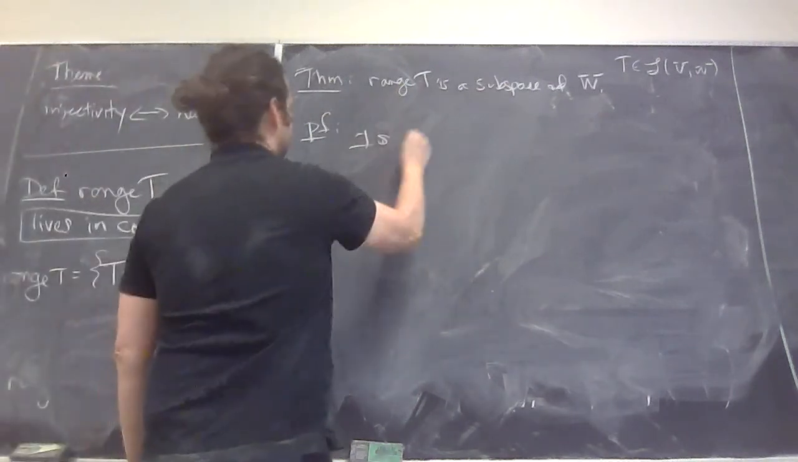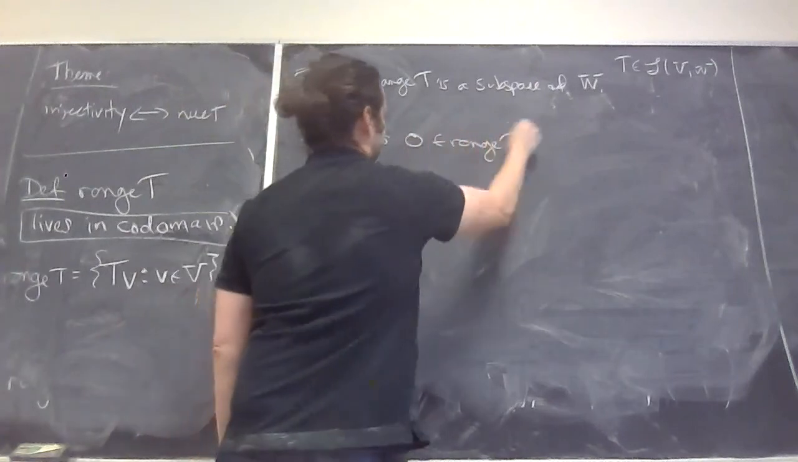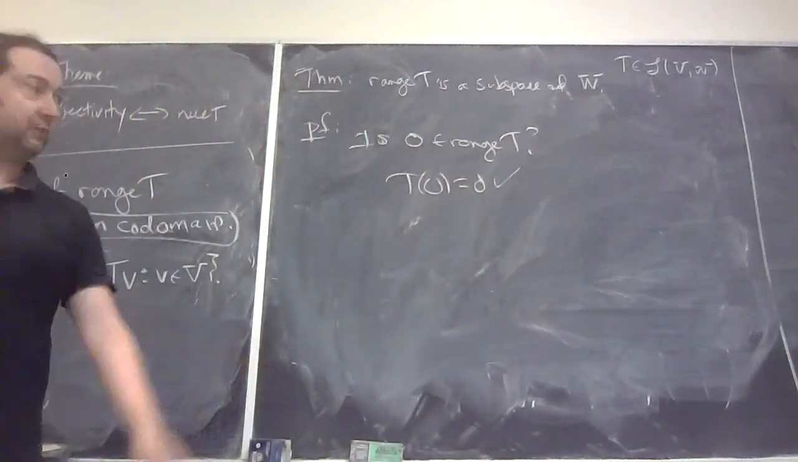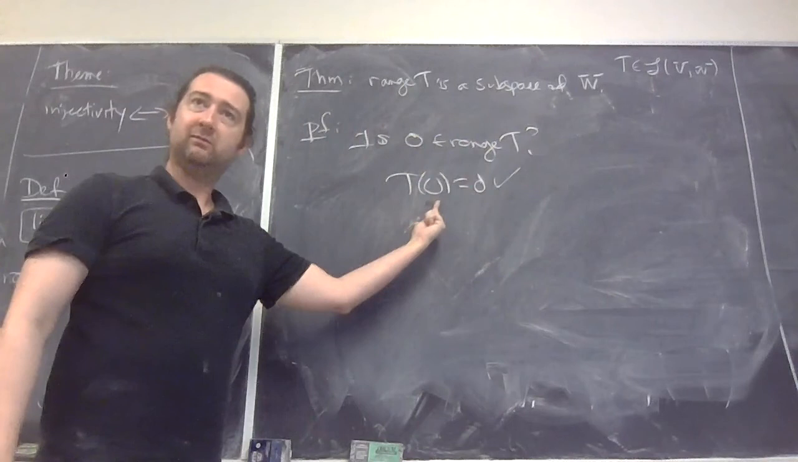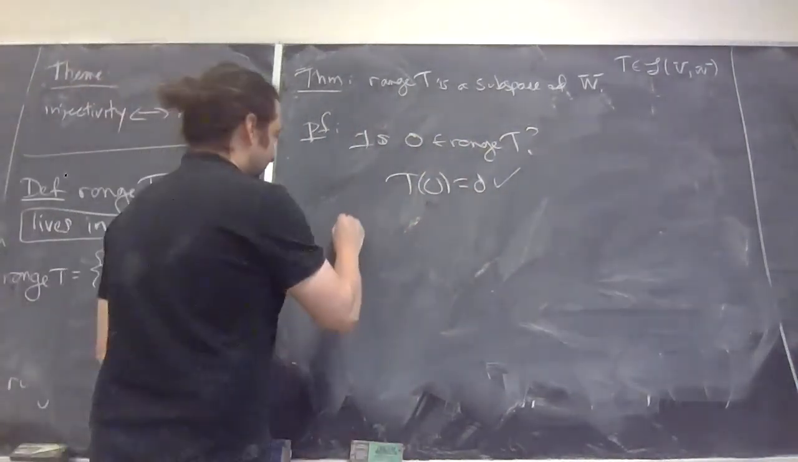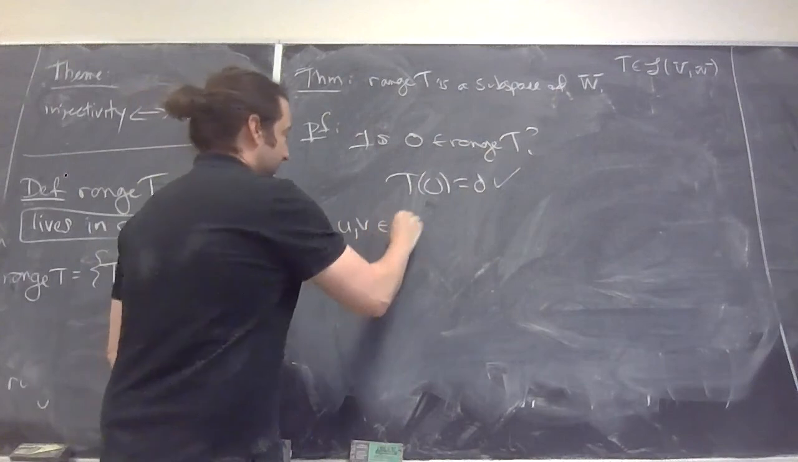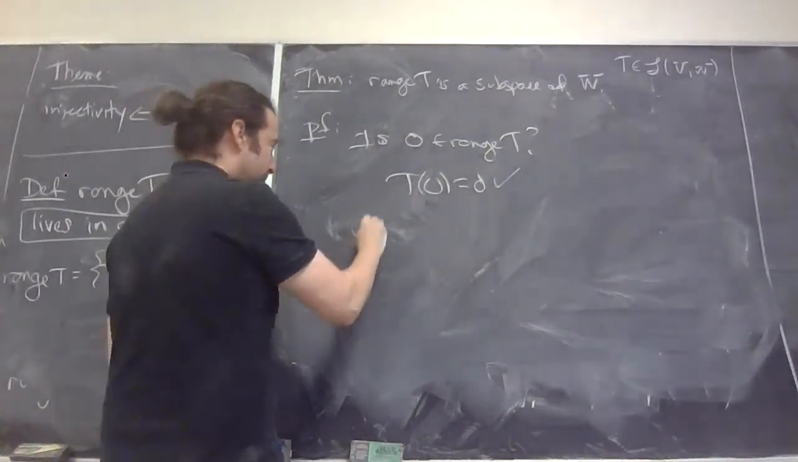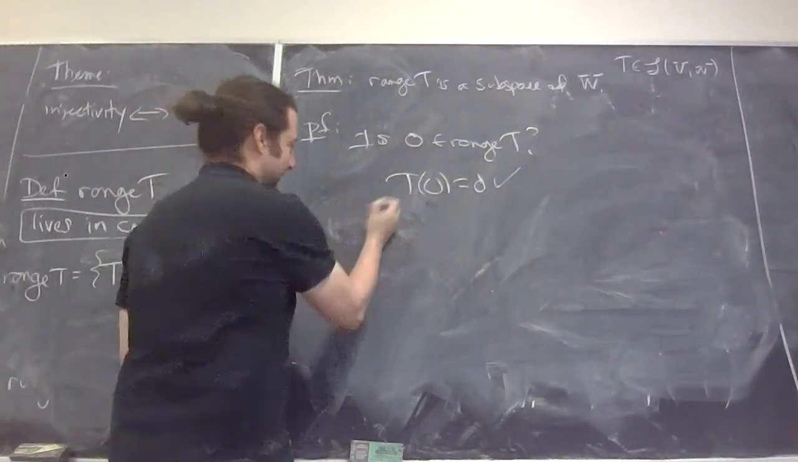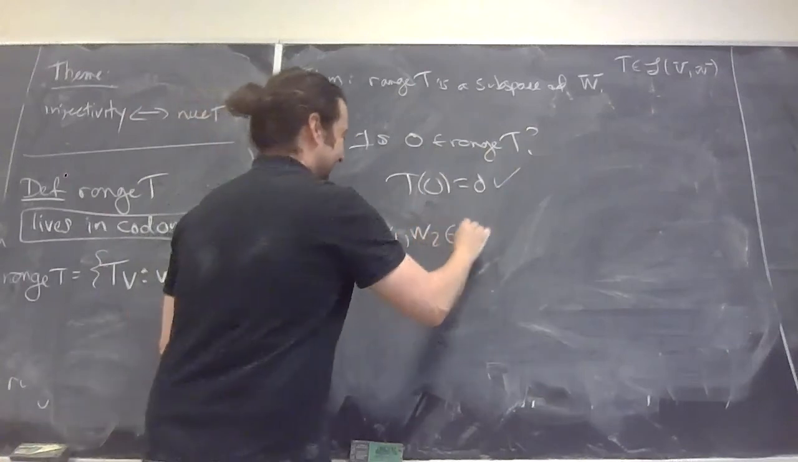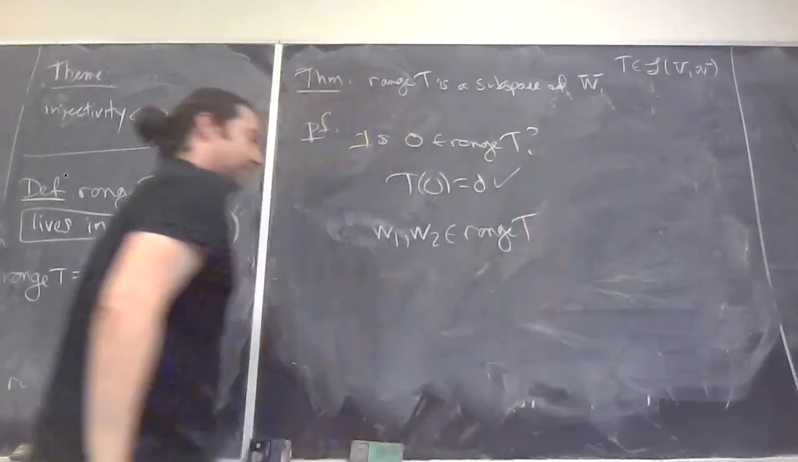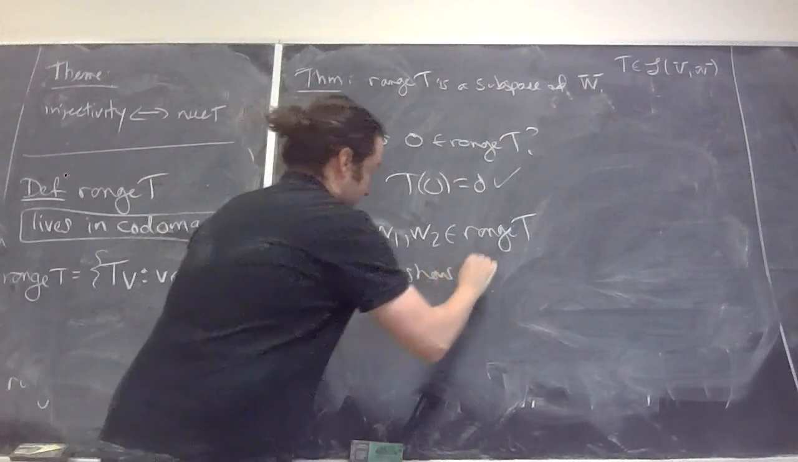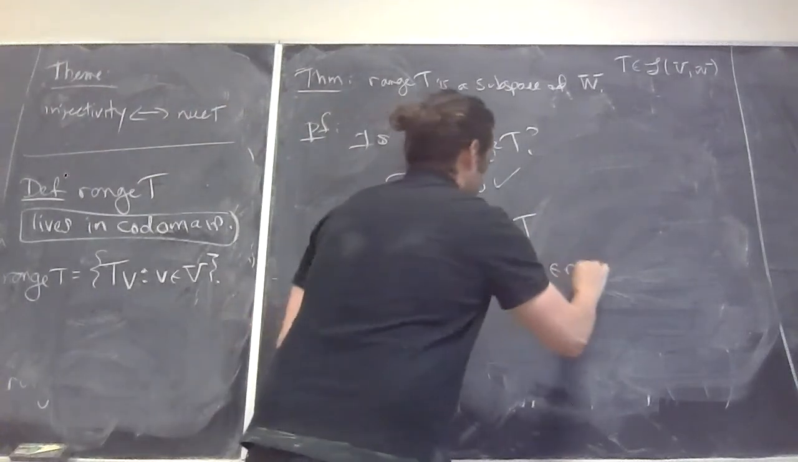Is 0 in the range of T? Sure it is, because T of 0 is equal to 0. To show something is in the range is to say it came from something in the domain. How about if W1 and W2 are in the range? And what I want to show is that W1 plus W2 is in the range of T.